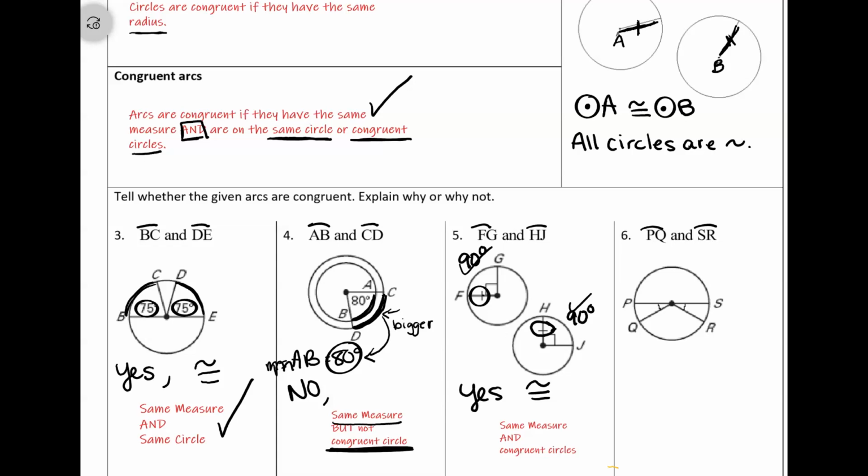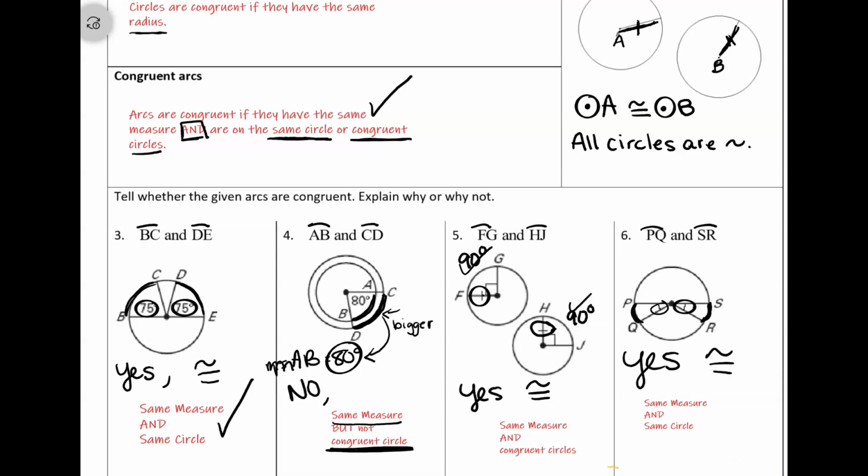Now the last one, number 6, PQ and SR. PQ has this angle as well as SR, therefore they do have the same measure and they are in the same circle. So we are going to say yes, congruent, and it's back to what we started with. We have the same measure and the same circle.